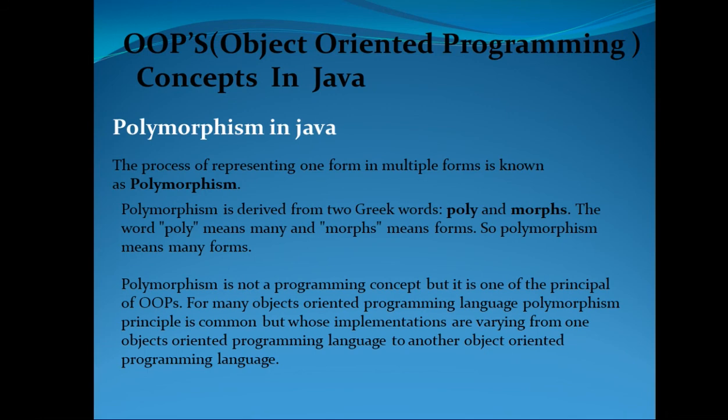So let's discuss polymorphism in Java. The process of representing one form in multiple forms is known as polymorphism. Polymorphism is derived from two Greek words, poly and morphism. The word poly means many and morphos means forms. So polymorphism means many forms. Polymorphism is not a programming concept, but it is one of the principles of OOPs. For many object-oriented programming languages, the polymorphism principle is common, but its implementation varies from one object-oriented programming language to another.